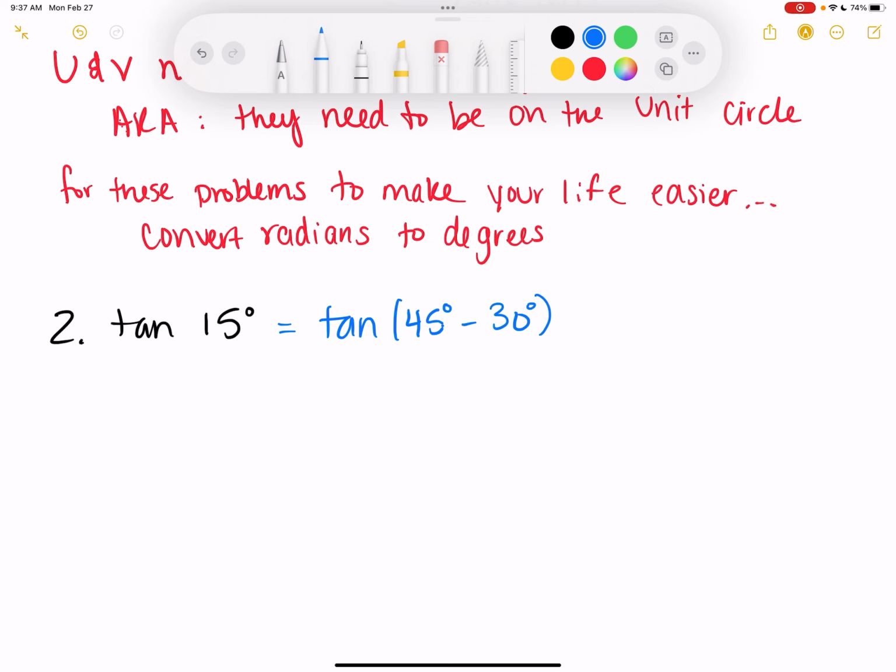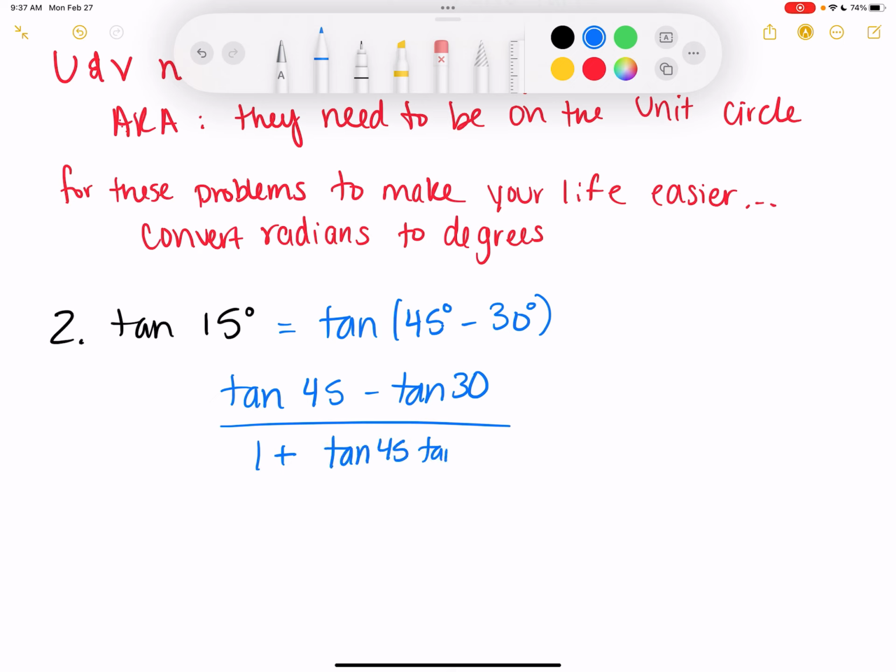So the formula for that is tangent of 45 minus tangent of 30, so same sign on top, divided by 1 plus tangent of 45, tangent of 30. So then you need your best friend in math, the unit circle.